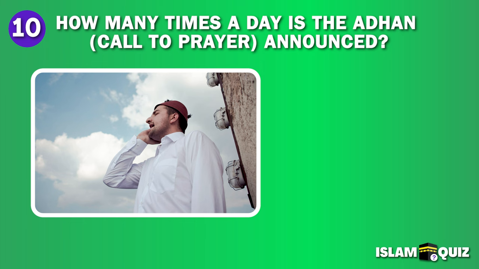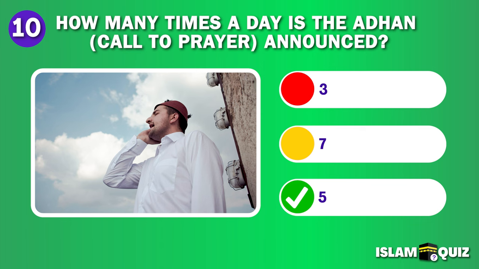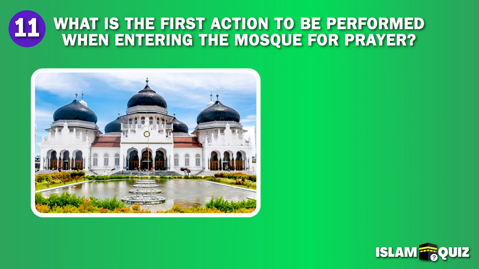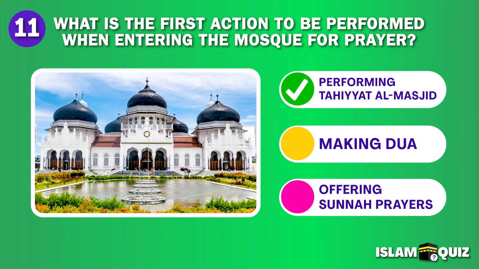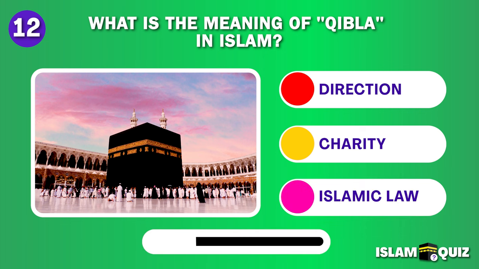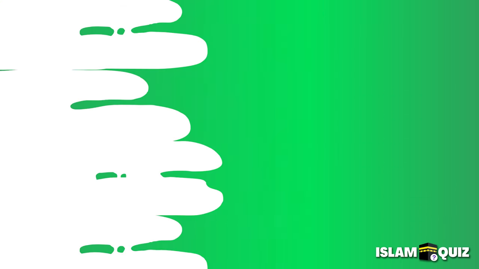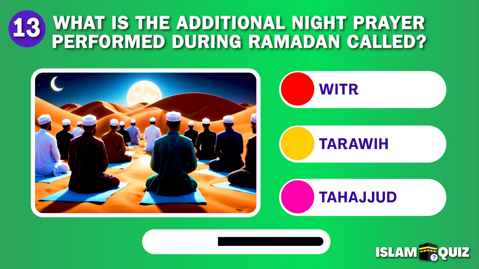How many times a day is the Adhan call to prayer announced? Five. What is the first action to be performed when entering the mosque for prayer? Performing Tahiyyatul Masjid. What is the meaning of Qibla in Islam? Direction. What is the additional night prayer performed during Ramadan called? Taraweeh.